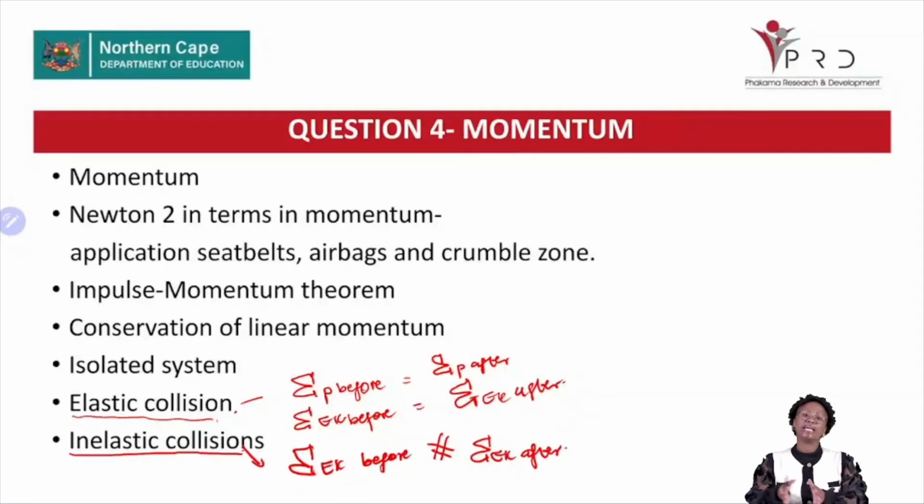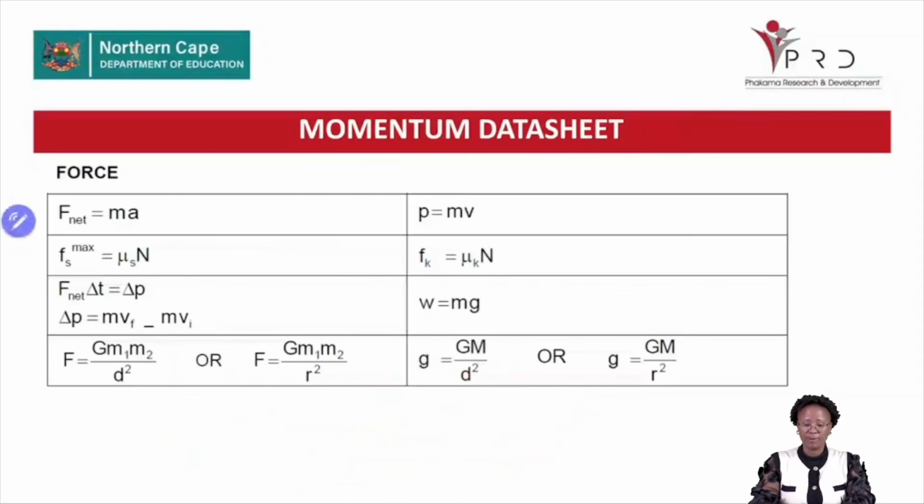How would you have known that? Again, you are going to calculate the sum of EK before collision separately and the sum of EK after collision separately. Then compare your answers. If your answers are not the same, that is when you know that the collision is inelastic. Very much to remember that.